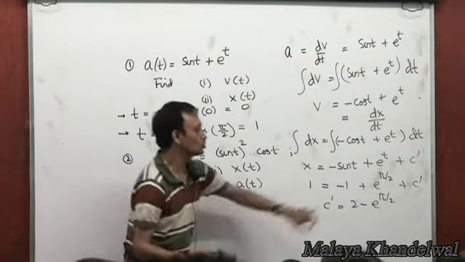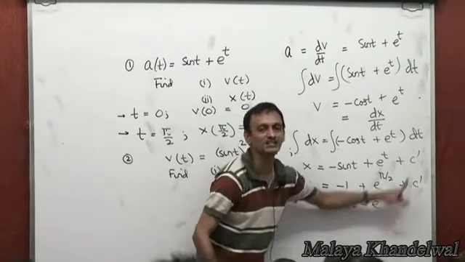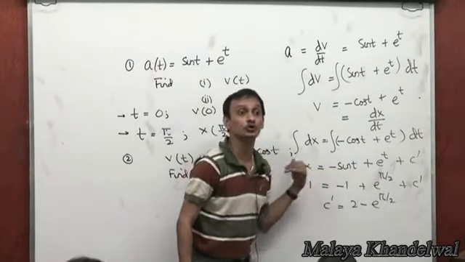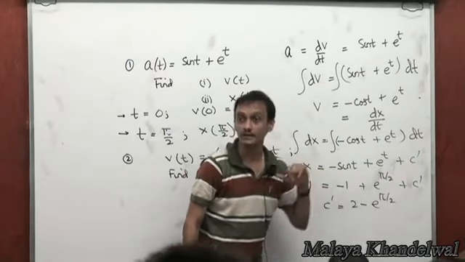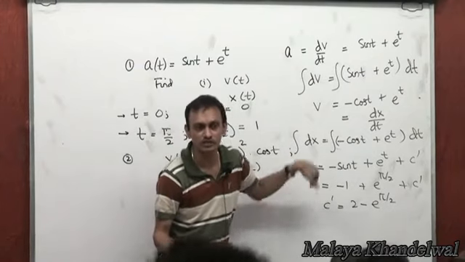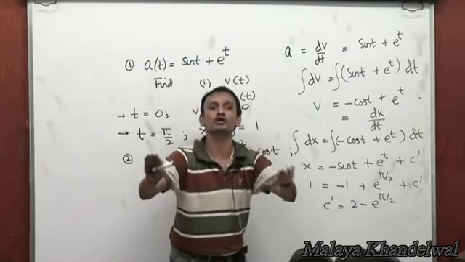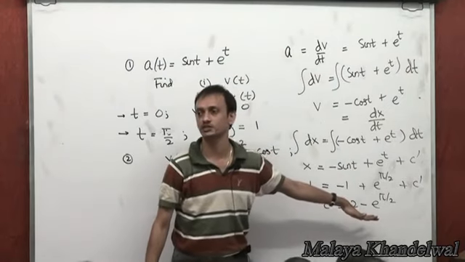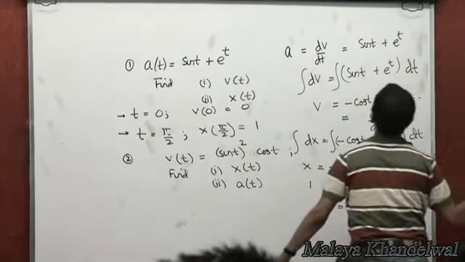All of you got this right? So this c prime you can plug in as 2 minus e power pi by 2 and you would get x as a function of time. Right? So that was the first problem. I hope all of you got it right independently as well. And I hope all of you have understood everything that we did here. Good.